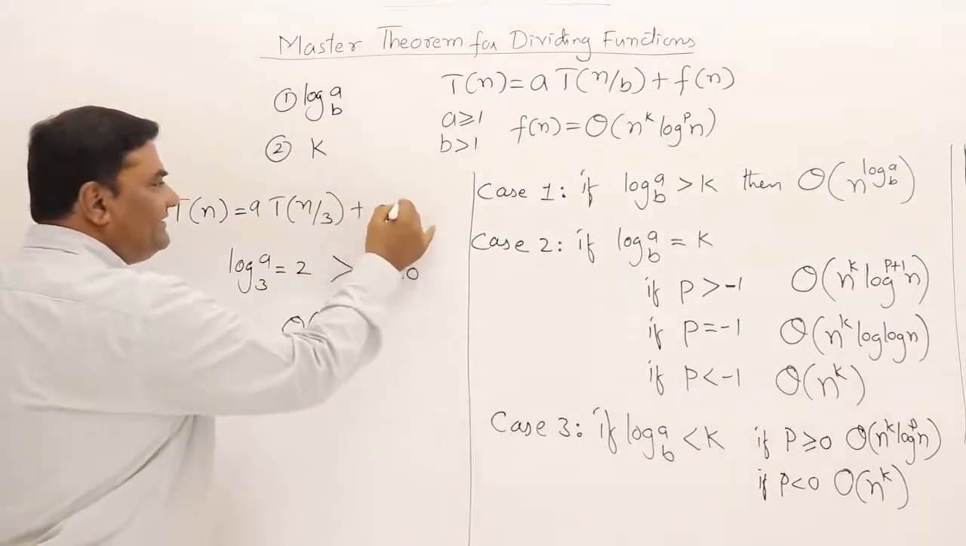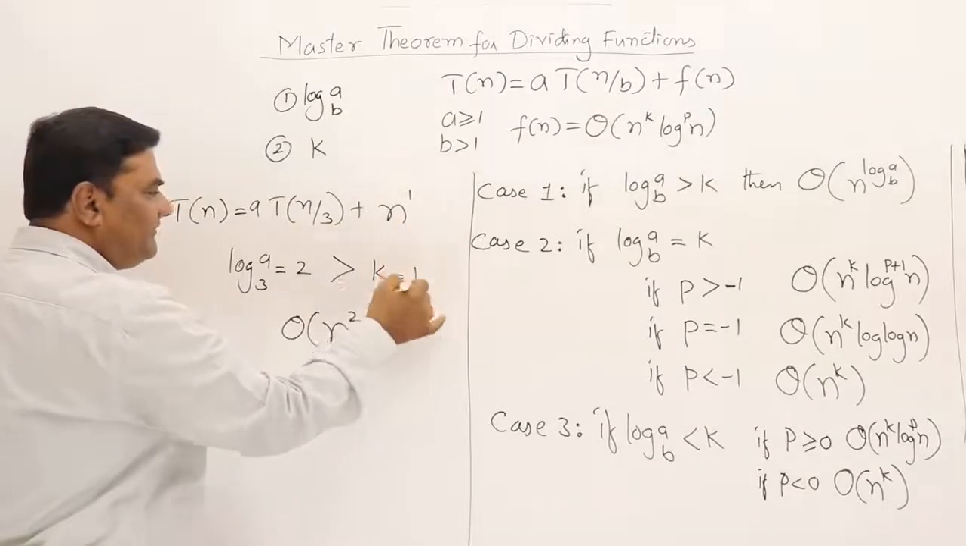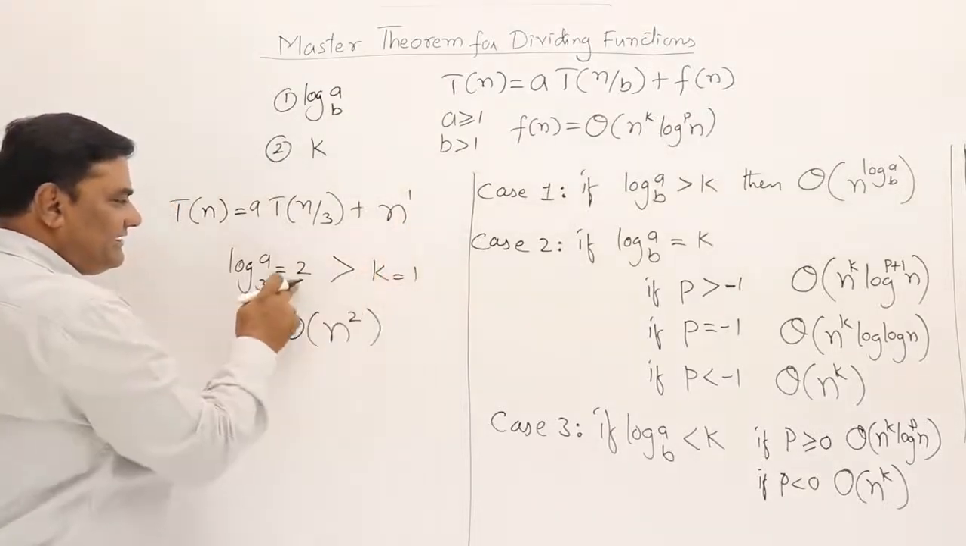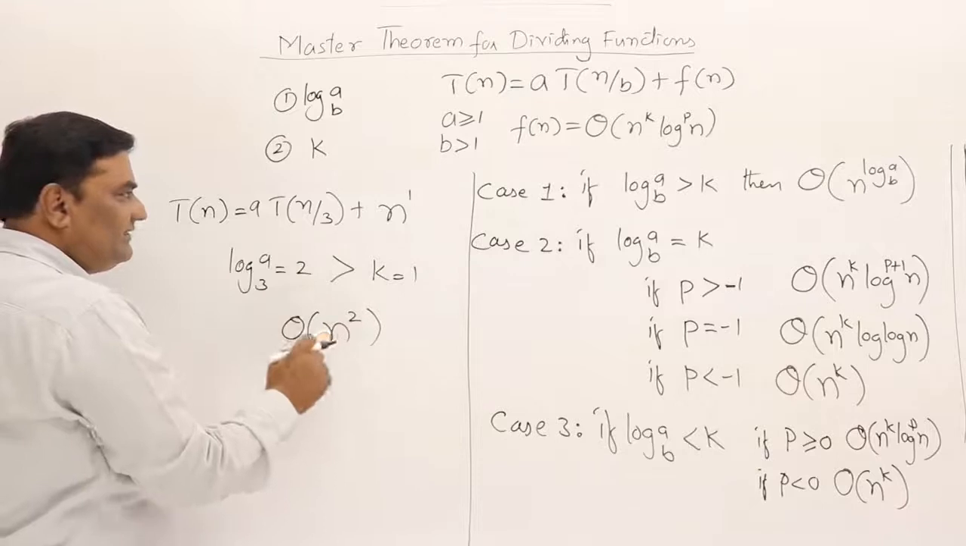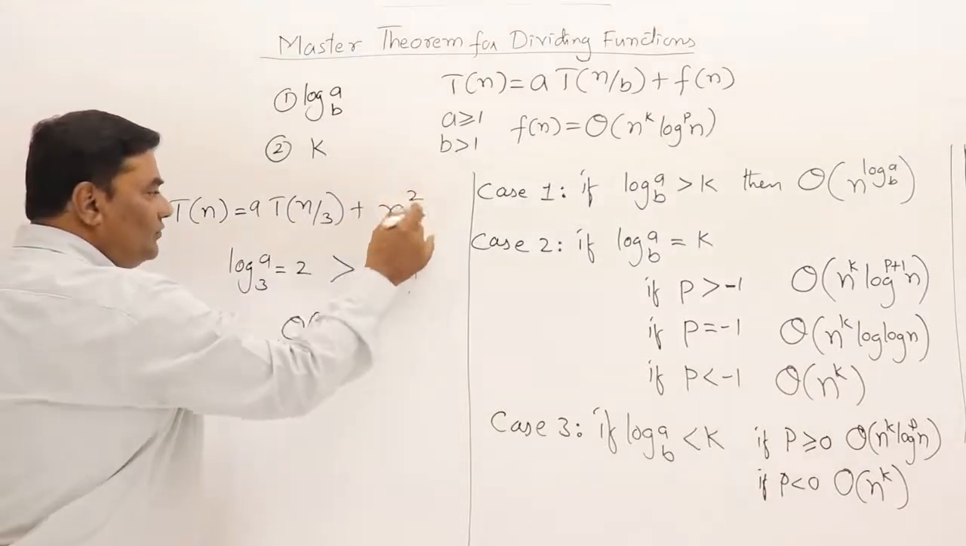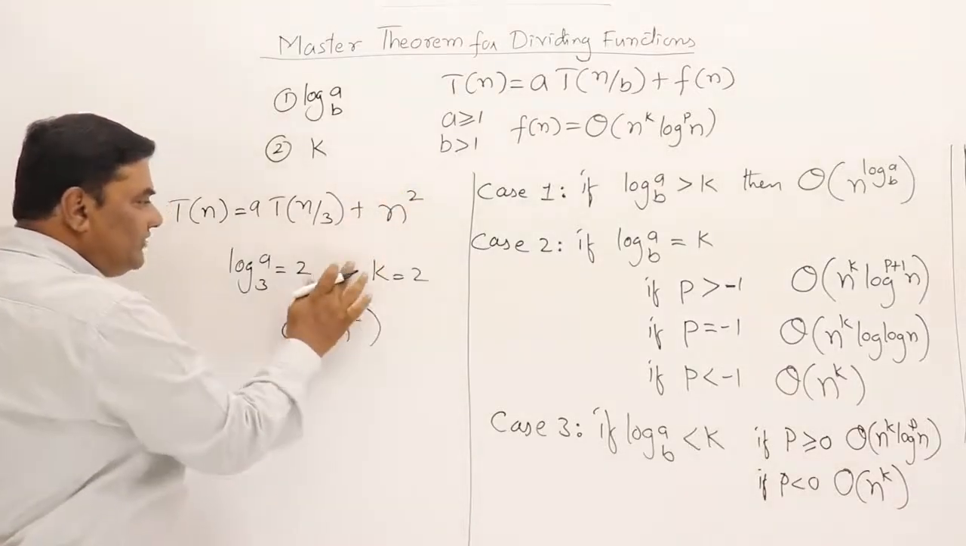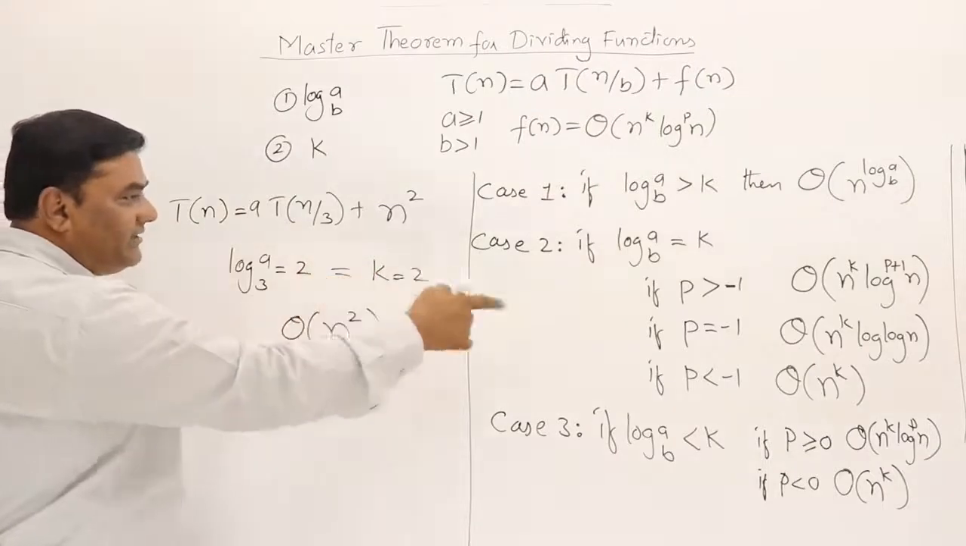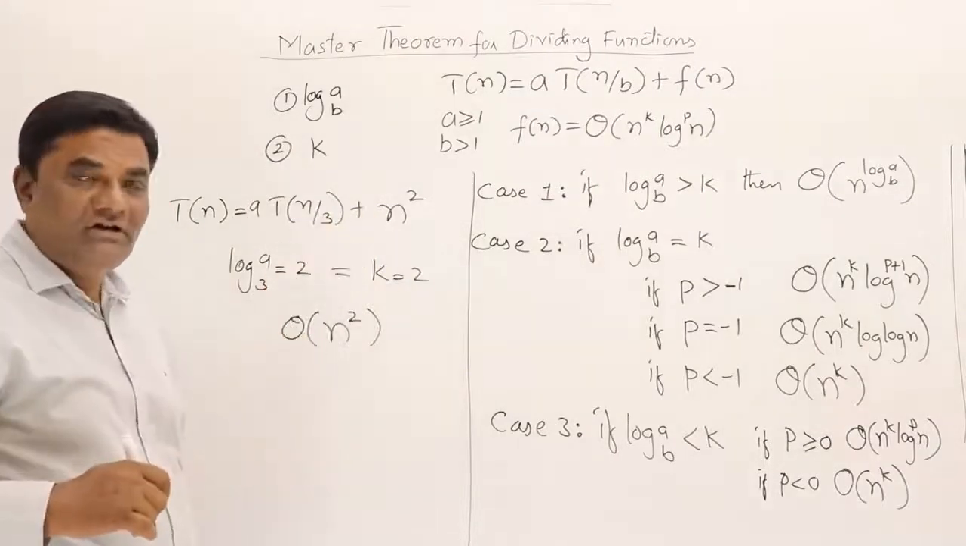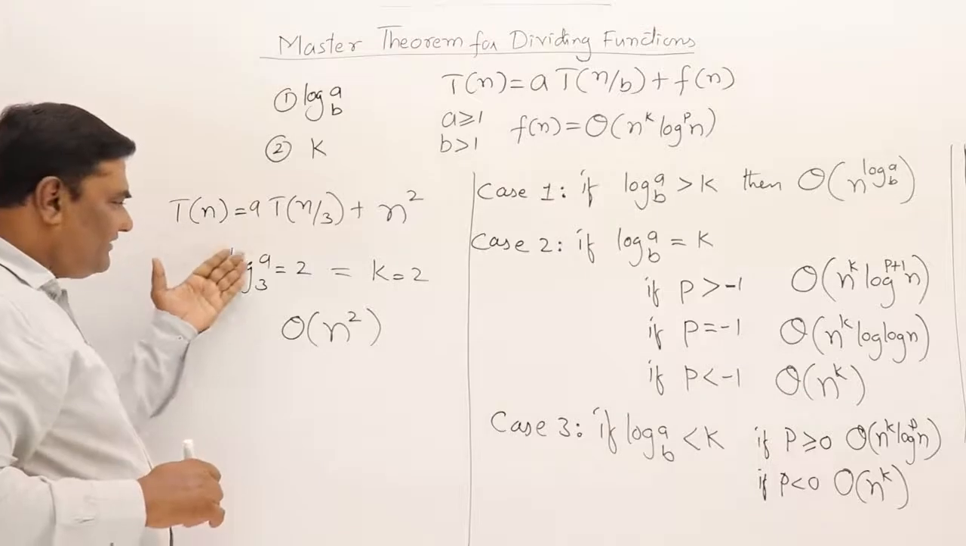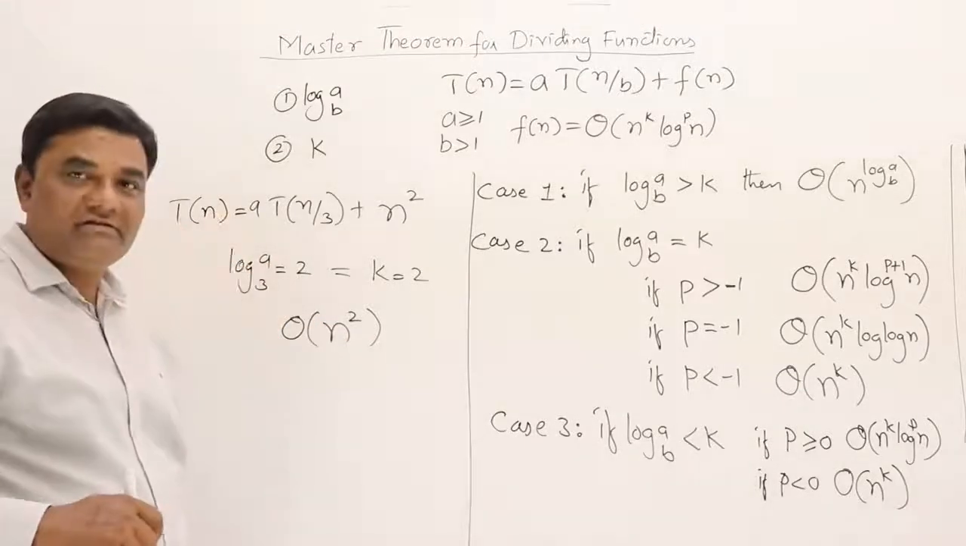If this is n power 1, this is greater. So again n square only. If this is 2, then this is 2. So this is not greater. They are equal. So they come under case 2. So as long as this is greater, whatever the result you are getting, directly put it here.